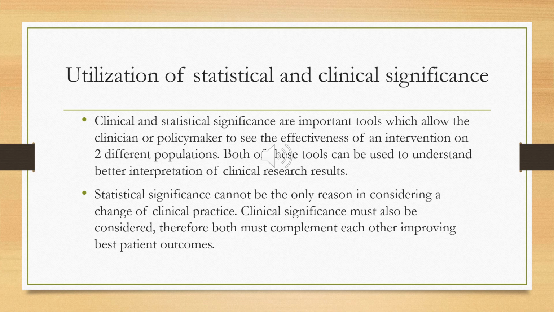A calculated value from a sample performed by a researcher usually represents the estimation of the value from the actual population. The estimation of the differences from the two samples is called the p-value, which is a significant value of less than or equal to 0.05. That being said, statistical and clinical significance should be considered in improving best patient outcomes.